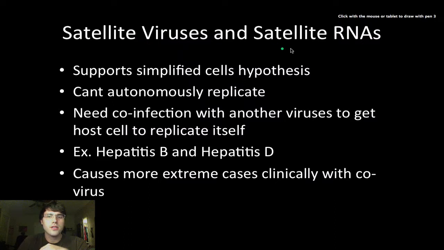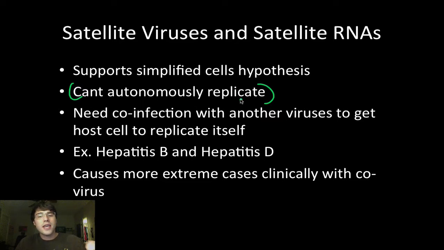So satellite viruses and satellite RNAs are two really good supporters of the simplified cell hypothesis, mostly due to the fact that they cannot autonomously replicate. They can infect cells, but they can't hijack all of that cellular machinery to make copies of themselves. That cell needs to be infected by a secondary virus in order for the satellite viruses or satellite RNAs to be replicated.